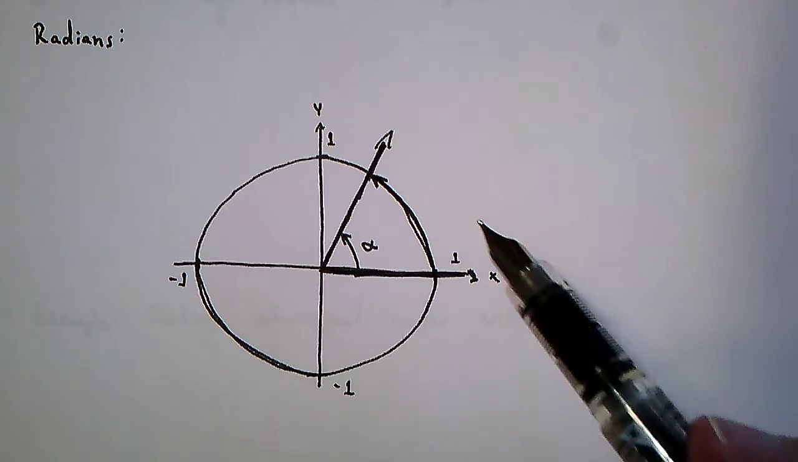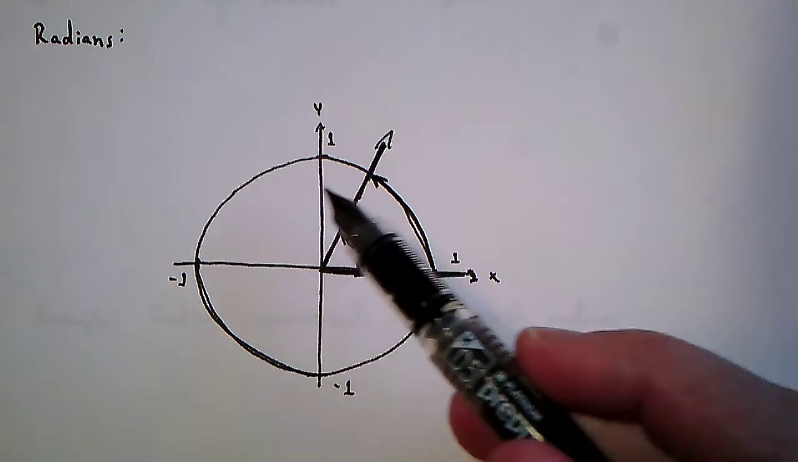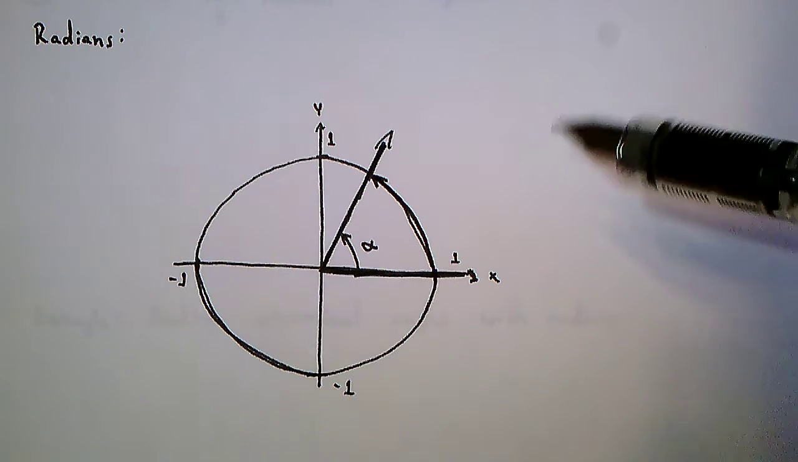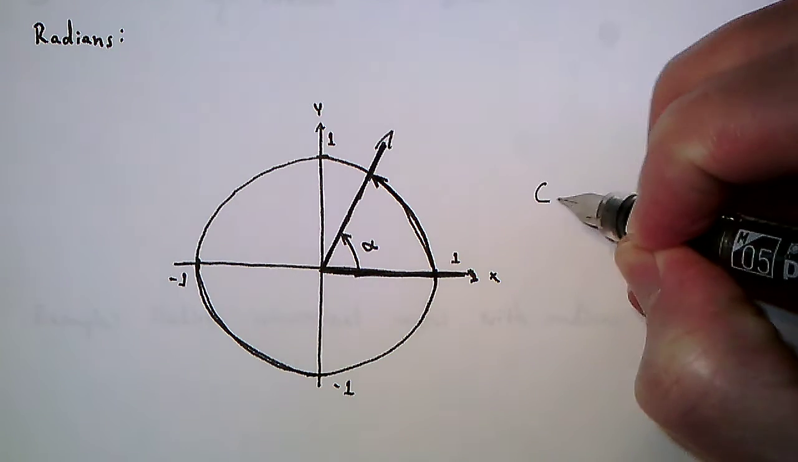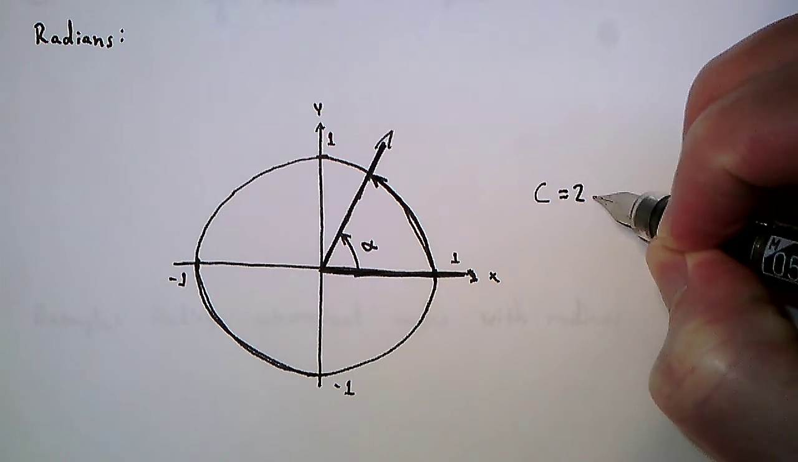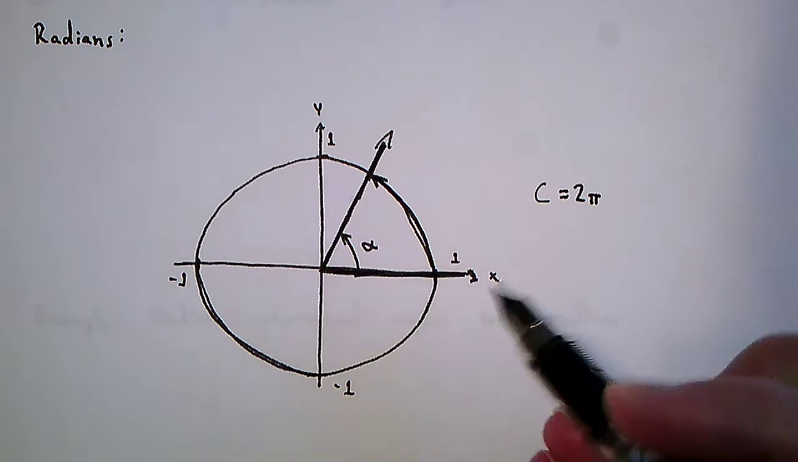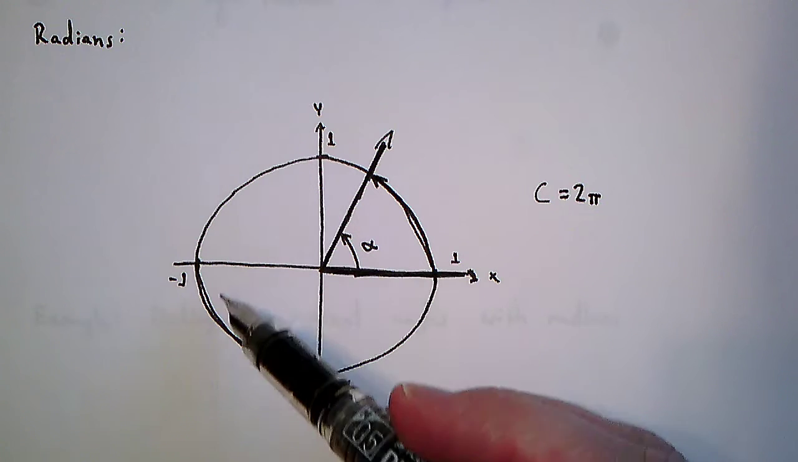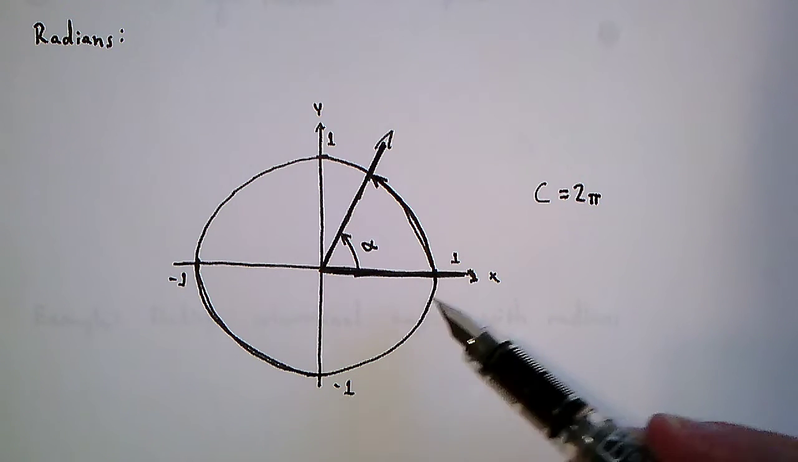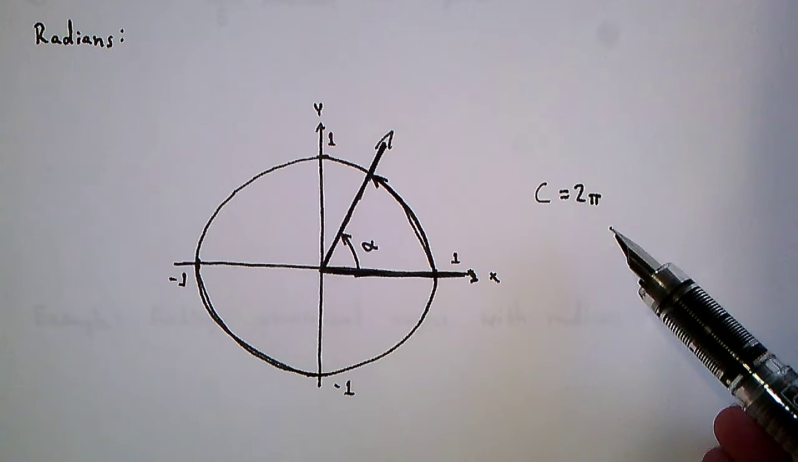An important thing to remember about the unit circle is that its circumference is equal to 2 pi. That means if we want to go all the way around a circle, we would need to go 2 pi radians.